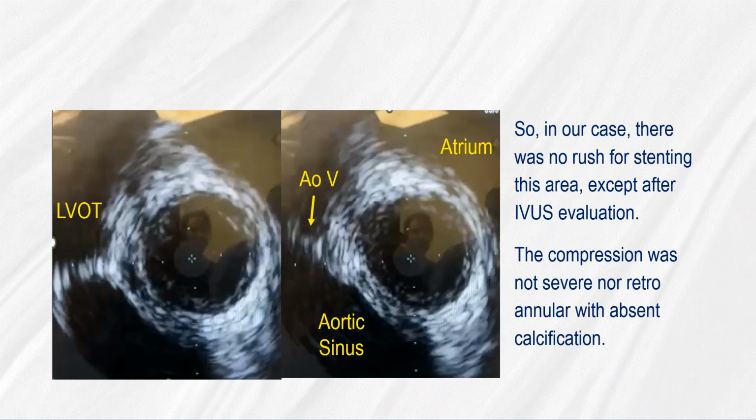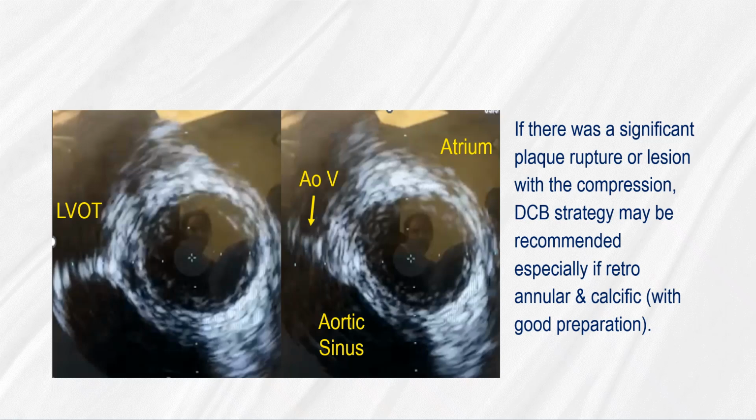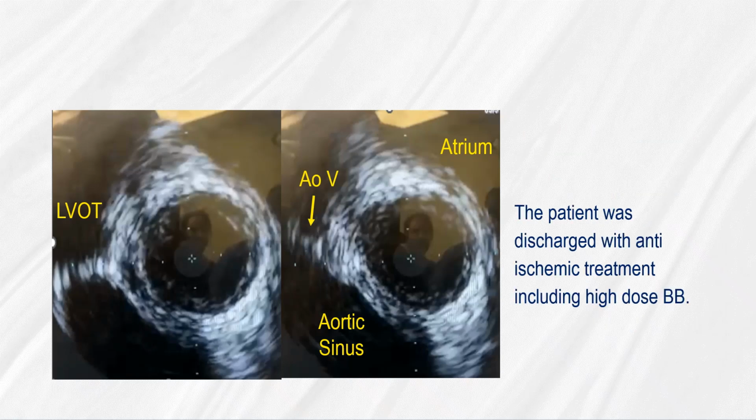So, in our case, there was no rush for stenting this area except after IVUS evaluation. The compression was not severe nor retroannular with absent calcification. If there was a significant plaque rupture or lesion with the compression, drug-coated balloon strategy may be recommended, especially if it is retroannular and calcific after good preparation. So the patient was discharged with anti-ischemic treatment, including high-dose beta blockers.